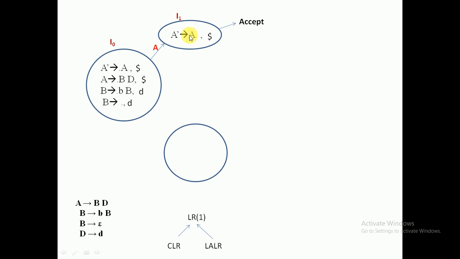So the dot has visited all symbols of this production. Only one symbol is there, this one is visited, and after this the dot comes at the end of the production, so no symbols are going to be visited. It is nothing but a reduced production. After this dot, if there are no symbols, then the production becomes a reduced production. But where is it reducing? It is reducing to the augmented symbol, so it is called accept.